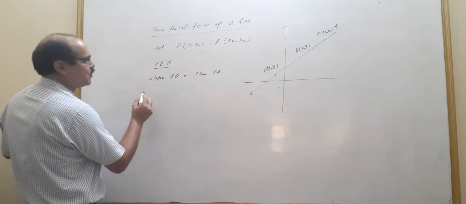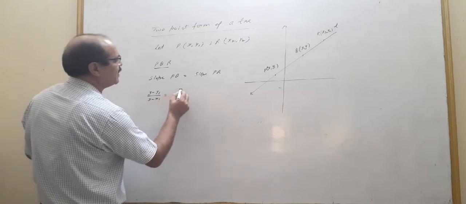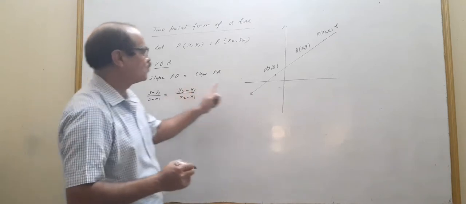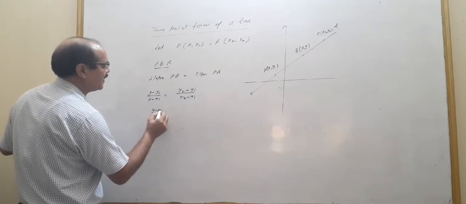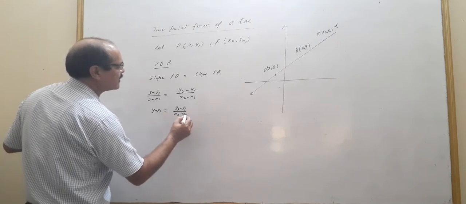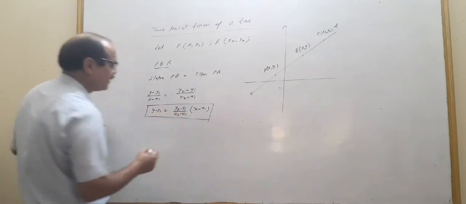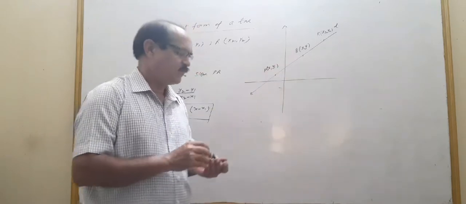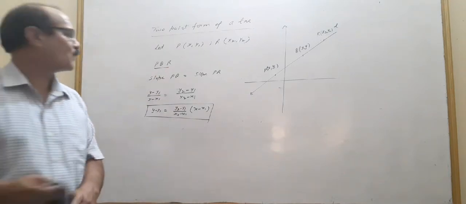So what is the slope of PQ? That is (y minus y1) upon (x minus x1) is equal to (y2 minus y1) upon (x2 minus x1), the slope of PR. Now, rearranging, this can be written as y minus y1 is equal to (y2 minus y1) upon (x2 minus x1) whole into (x minus x1). So this is the equation of the line passing through the two points P and R, where Q is any arbitrary point of the line. Therefore this is called the two-point form of the line.